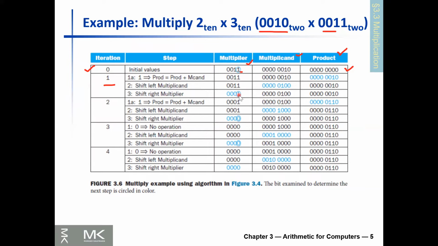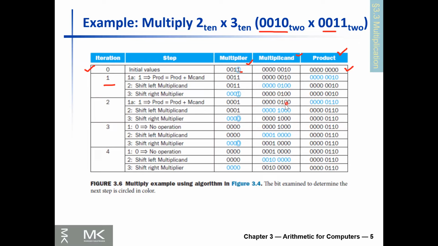Again, check the rightmost bit. This time it is again 1. So if it is 1, what do we have to do? Product is equal to product plus multiplicand. Again, product is here. You can see 2 in decimal. So 2 plus 4. This is the 4, right? So 4 plus 2 will make 6. So here the product will update to 6, we can see here, right? So one step is finished. Second step, shift left the multiplicand.